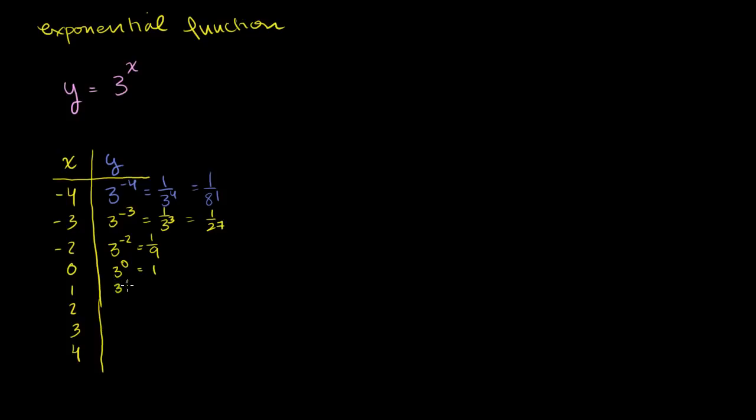Now we have 3 to the first power. That's equal to 3. Then we have 3 to the second power, y is equal to 9. 3 to the third power, 27. 3 to the fourth power, 81. If we were to put the fifth power, 243. Let's graph this just to get an idea of how quickly we're exploding.